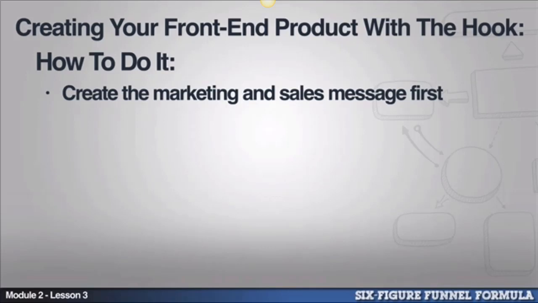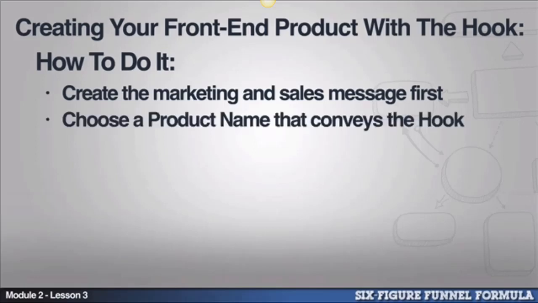You start with the hook and the promise, and then once you've got the hook and the promise, you create the marketing and sales message first. You're going to learn later on a method, a process, a formula for creating a VSL. We also have a cheat sheet on the VSL, as well as a cheat sheet on crafting your message for a long-form sales letter. But you take your hook and your promise and you craft the marketing and sales message first. Then you choose a product name that conveys the hook.